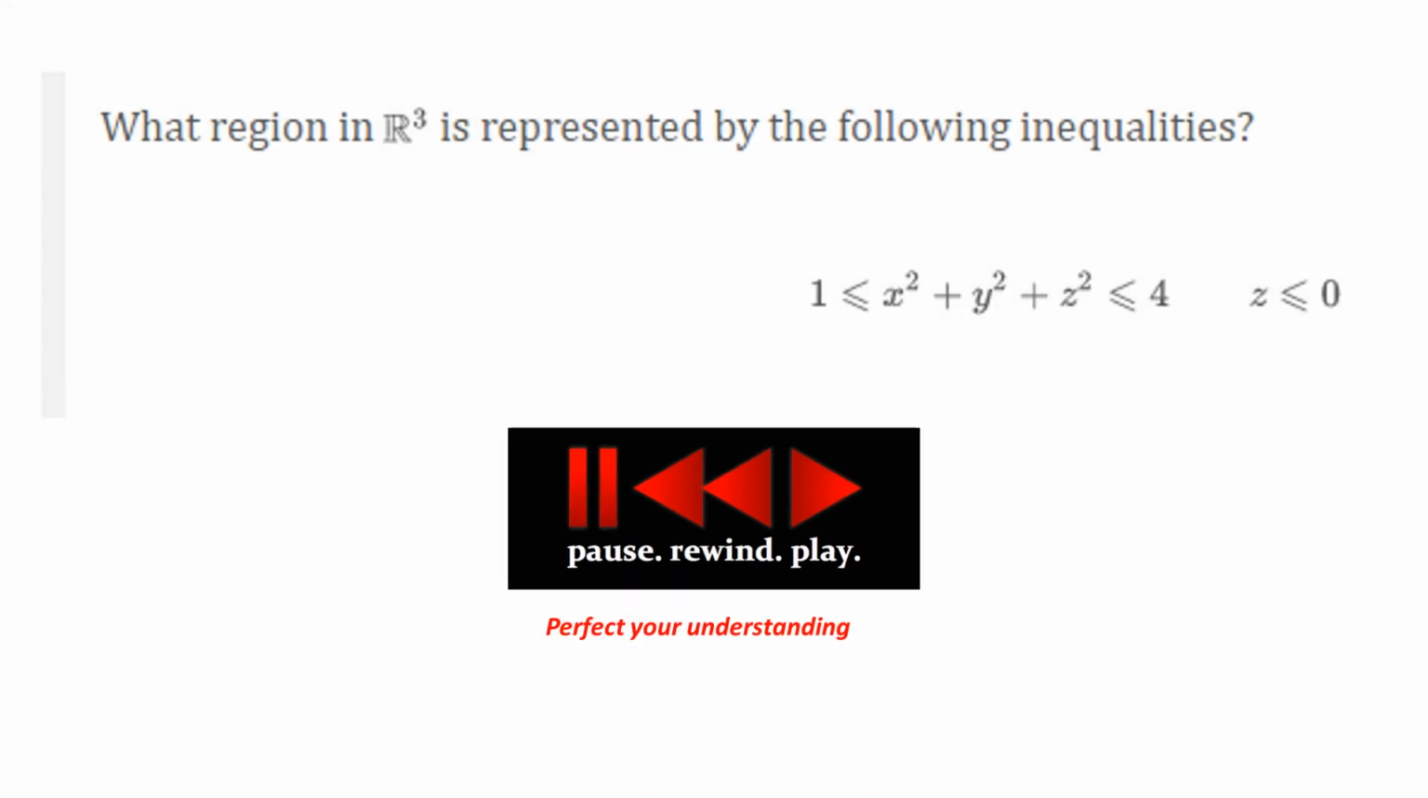A final example. What region in R cubed is represented by the following inequality? 1 is less than or equal to x squared plus y squared plus z squared, less than or equal to 4, and z is less than or equal to 0. You know what to do. Let's see how you did.